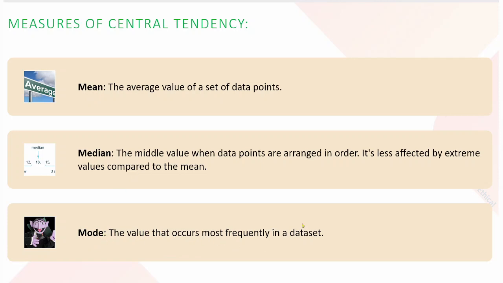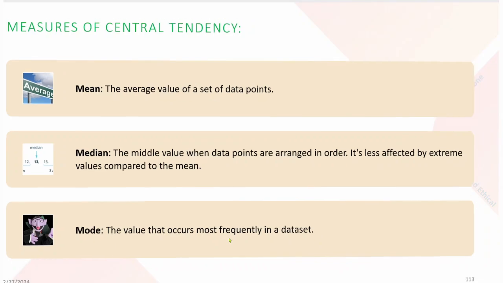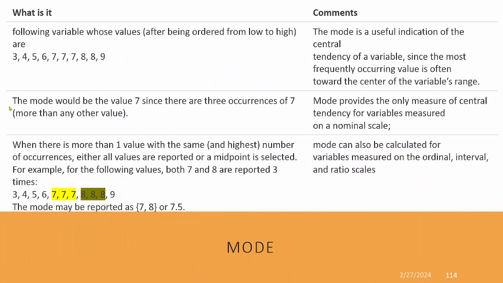Mode is the most frequently occurring value, mostly useful for categorical data, not for numerical data. So for mode, let's say these are the values, and by looking at the series, you can see the values 7 and 8 are the most frequently occurring. So the mode would be represented as something like 7 and 8, or average 7.5. So this is mostly useful for variables which are nominal in nature.